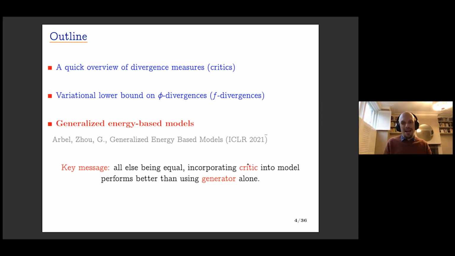Once I've gone over our critic functions, and in particular the critic functions we're going to care about, I will talk about how to incorporate these critics into the modeling task, so how to improve your GAN. The key message is that if I have a critic and a generator, then all else being equal, incorporating the critic will always improve over the generator alone. In every GAN, I have a generator and a critic, and my statement is that throwing away the critic is always worse than using the critic. We're going to see how that applies in this talk. So we should keep it and use it as part of our generating process rather than throwing it away.